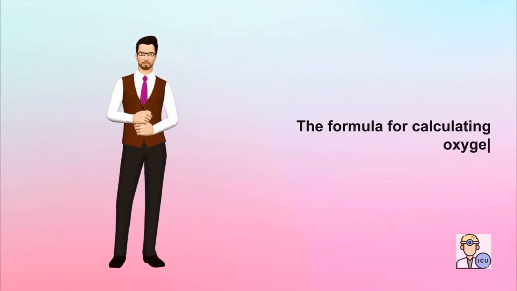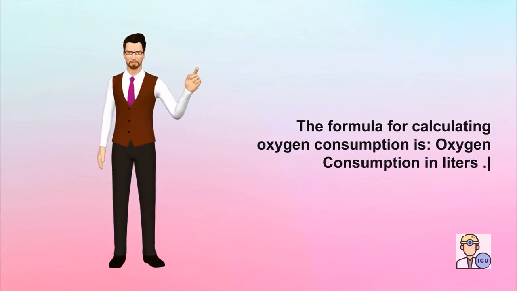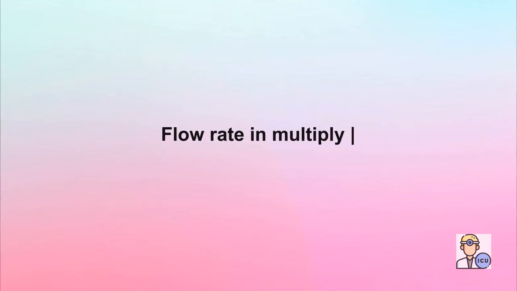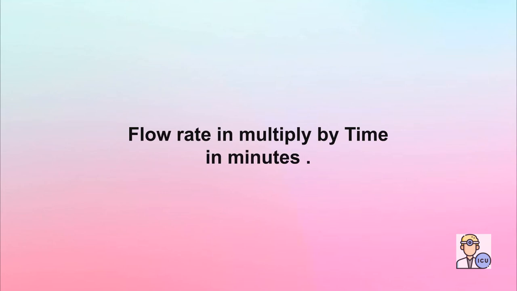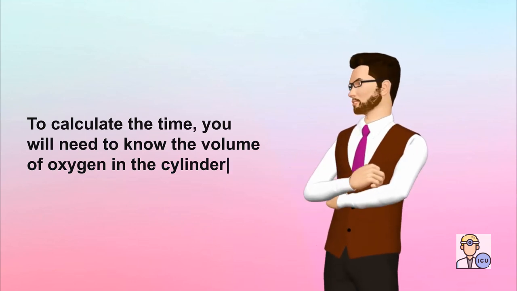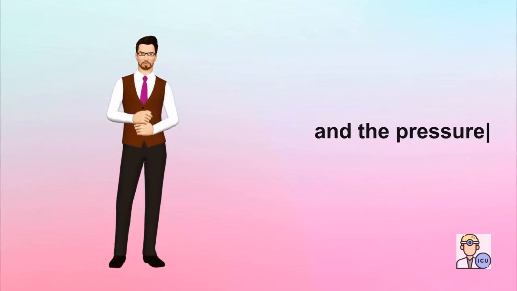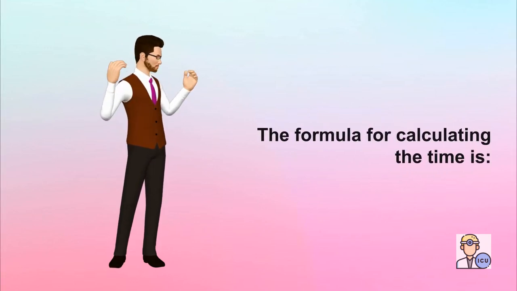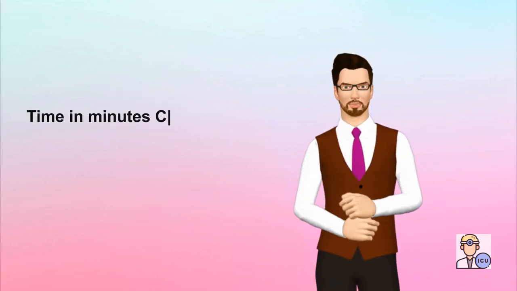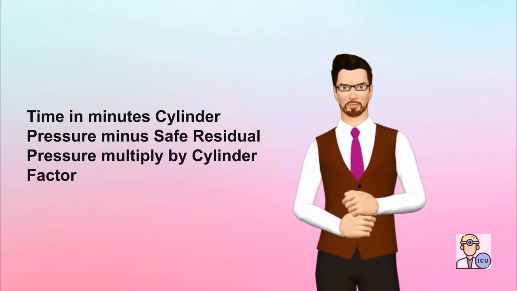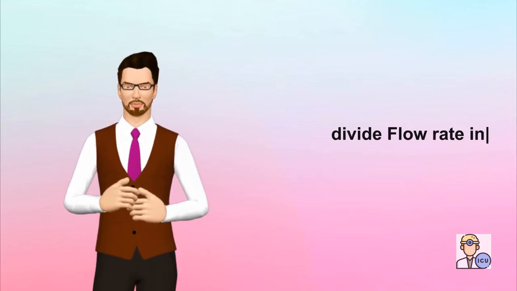The formula for calculating oxygen consumption is: oxygen consumption in liters = flow rate multiplied by time in minutes. To calculate the time, you will need to know the volume of oxygen in the cylinder and the pressure of the cylinder. The formula for calculating the time is: time in minutes = (cylinder pressure minus safe residual pressure) multiplied by cylinder factor, divided by flow rate in liters per minute.